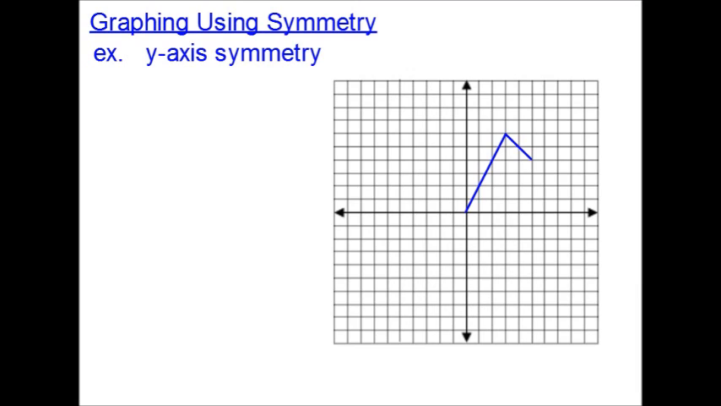Okay, now moving on to graphing using symmetry. We have three basic types of symmetry that we're going to talk about: y-axis, x-axis, and origin. So let's talk about y-axis first, just because I feel like it.